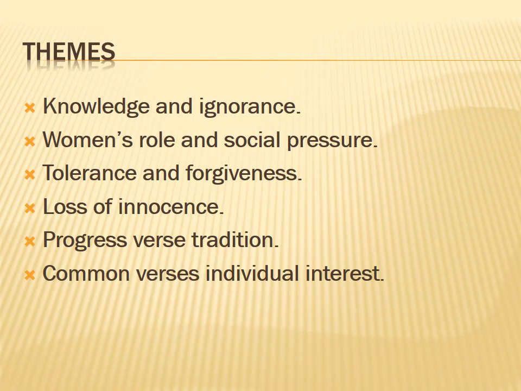The main intention of the writer is to criticize the Victorian society and women's role. Under that, she generates some themes. First one, knowledge and ignorance. Second one, women's role and social pressure. Next one, tolerance and forgiveness. Next one, loss of innocence. Progress versus tradition, and the common versus individual interest are some themes she develops in this chapter.